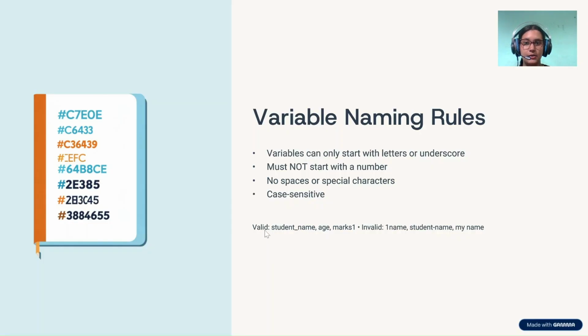Okay, as you can see, these are some valid variable names: student underscore name, age, marks1. You can use numbers in the variable names, but they must not be at the start, okay? And these will be invalid. 1name, because we put 1 in the front. Student hyphen name, you can't use a hyphen. Then my name, you used a space here. You can't use spaces here. Hyphen is characterized as a special character, so you can't use a hyphen here, right? I'll show them to you. Example.